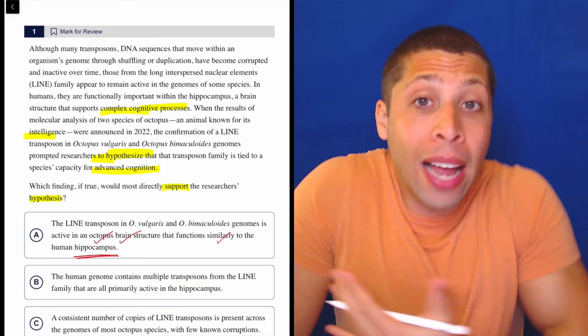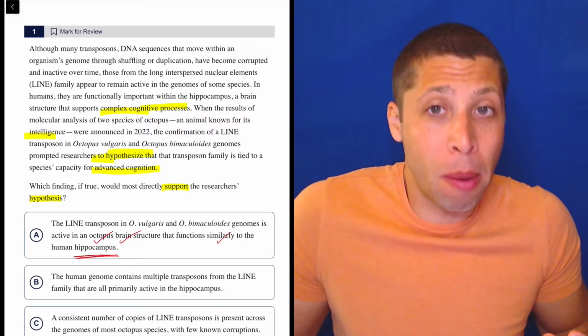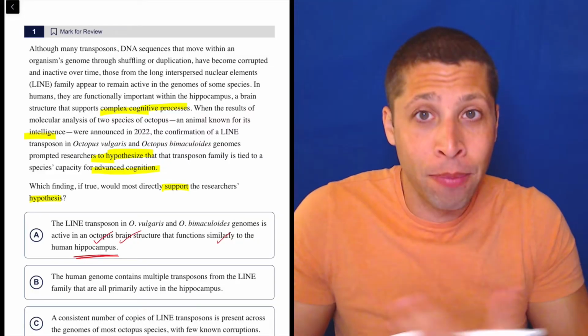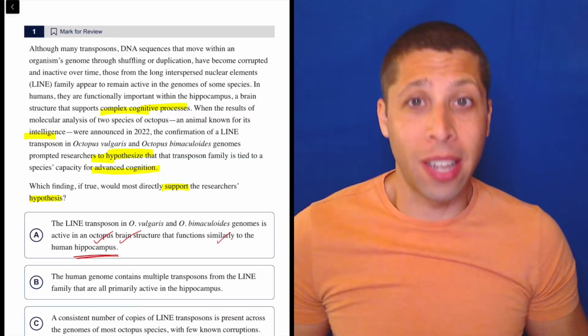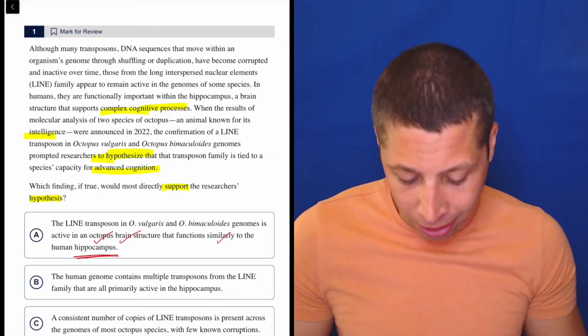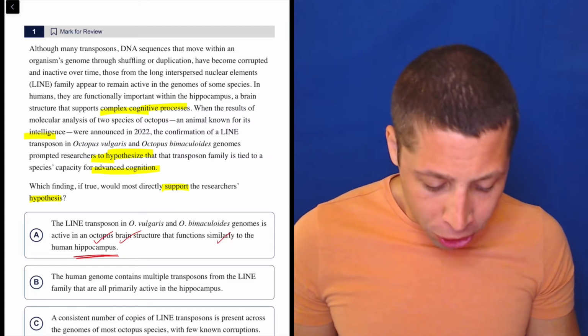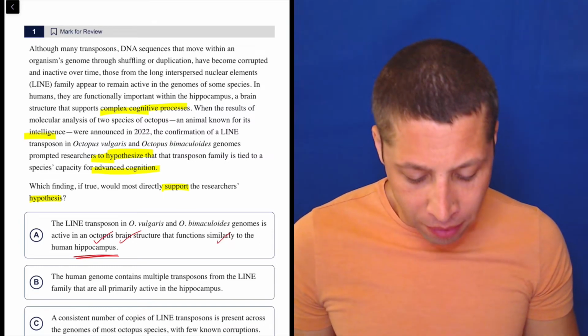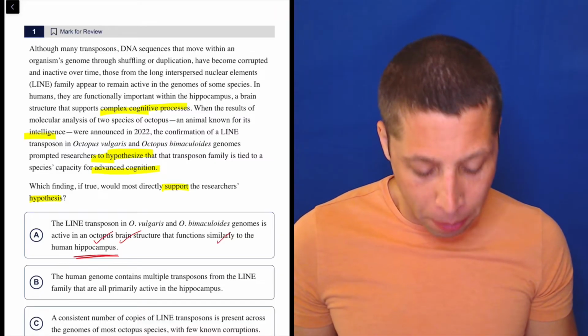But for now, I have enough things that I vaguely remember and that seem related, so I'd just say, okay, let's keep this choice in. Let's see what else happens, and maybe this is it and I can move on. But let's take a look at B. The human genome contains multiple transposons from the line family that are all primarily active in the hippocampus.